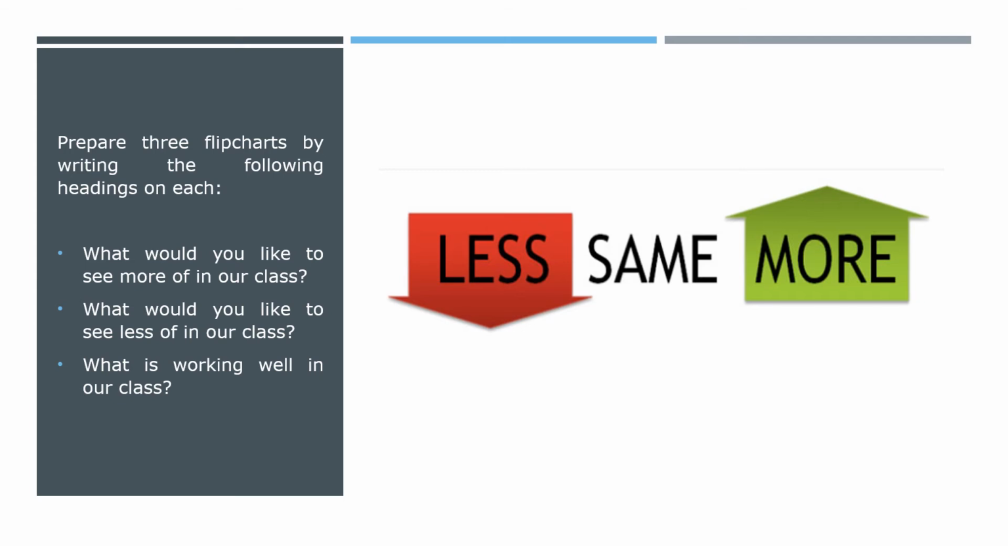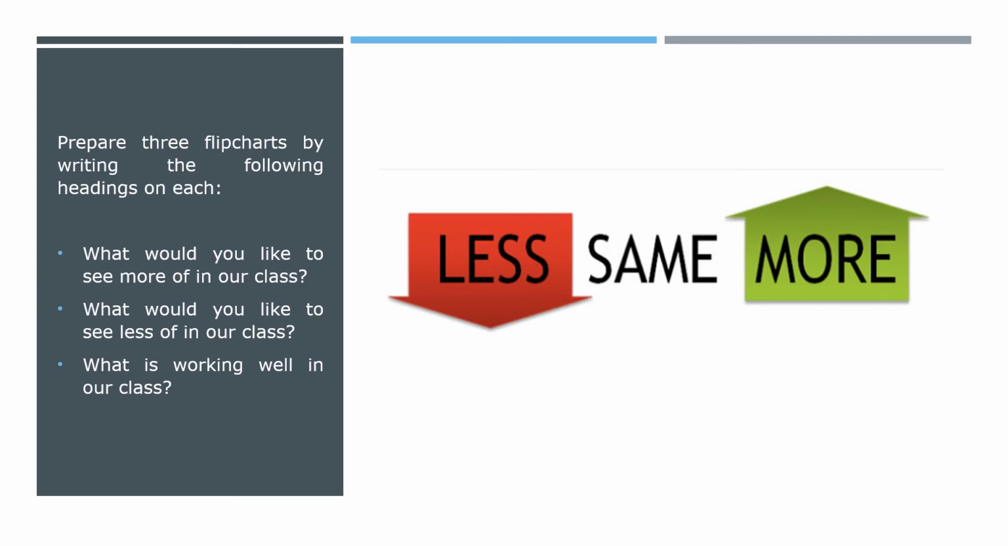Another one is to prepare 3 flip charts. In one of them you will write less, in the other one you will write same, and the other one you will write more. So basically, and this is very, very useful for a classroom when you have students that will consider what would they like to see more in the class, or what would they like to see less in the class, or what is working well in the class.